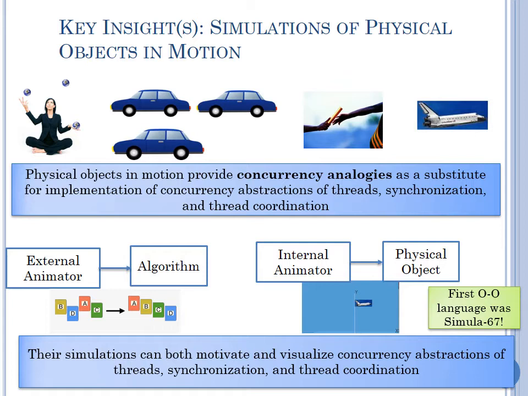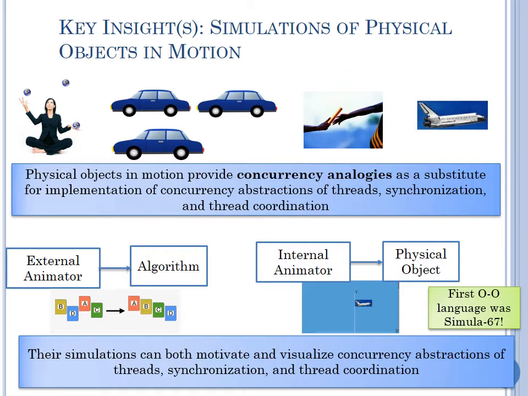And the theme I used was objects in motion, okay? And already we've seen this idea. When I introduced threads to you, and I wanted to explain what interleaving and concurrency were, I took the analogy of a juggler juggling balls around, okay? So that was objects in motion, okay? And we can take other analogies too, like cars moving and a relay race and a shuttle moving.